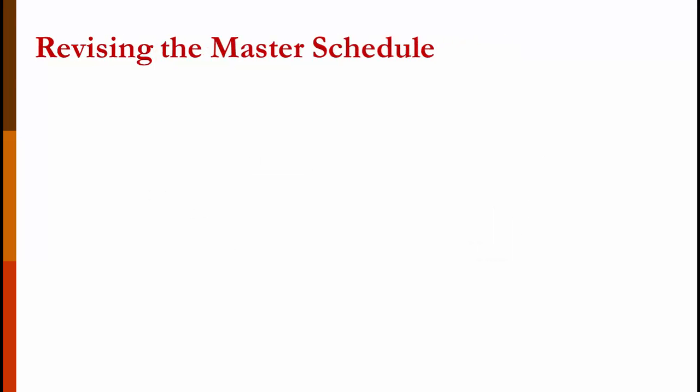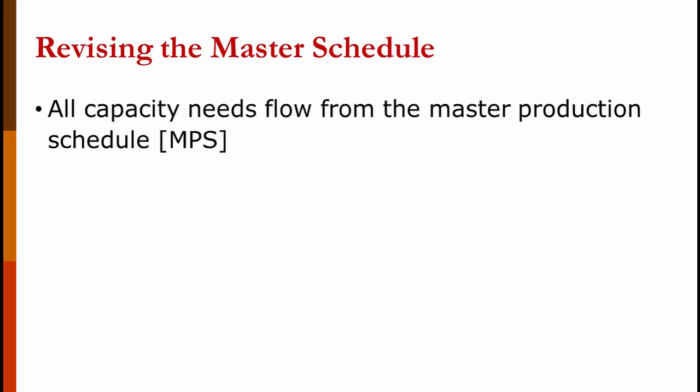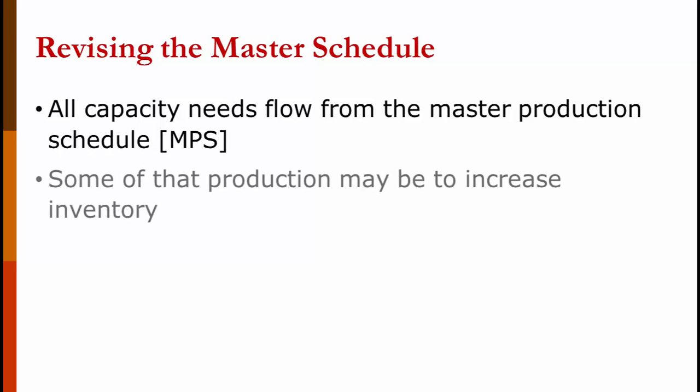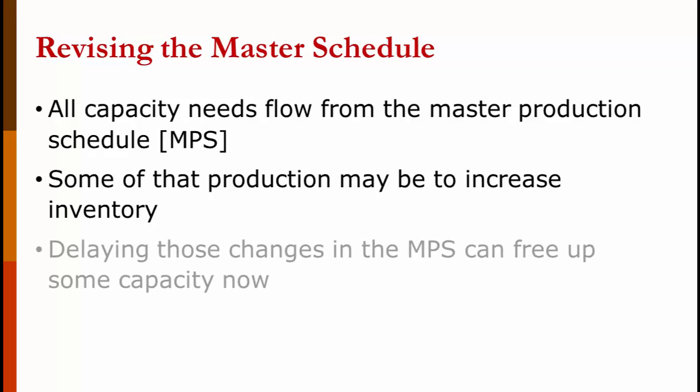Now let's talk about revising the master schedule. All capacity needs for every work center flows out of the master production schedule. If it changes, then the load on every work center changes. Some of the work being scheduled in the master schedule might be due to increases in inventory or lot sizing or safety stock. Delaying those changes in the master production schedule can free up some capacity now.